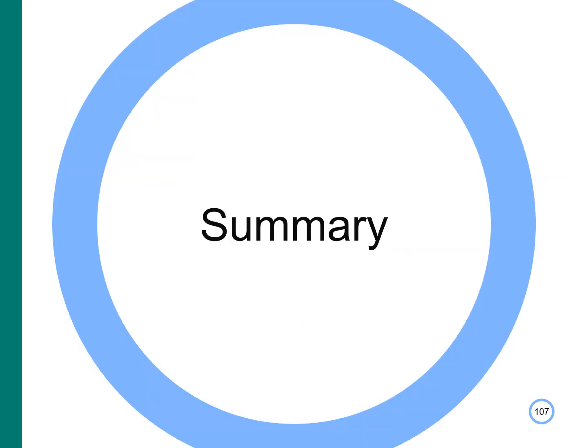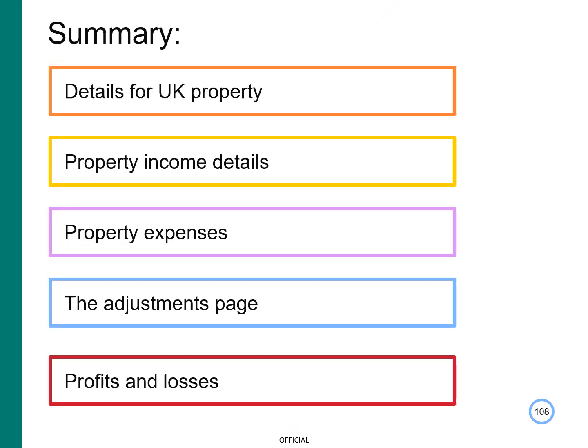We are nearly at the end of the webinar now. Here is a summary of what we've covered today. In today's webinar, we've looked at details for UK property, including rent-a-room relief, joint lettings, and furnished holiday lettings or FHLs, property income details, property expenses, the adjustments page, and the profits and losses page.